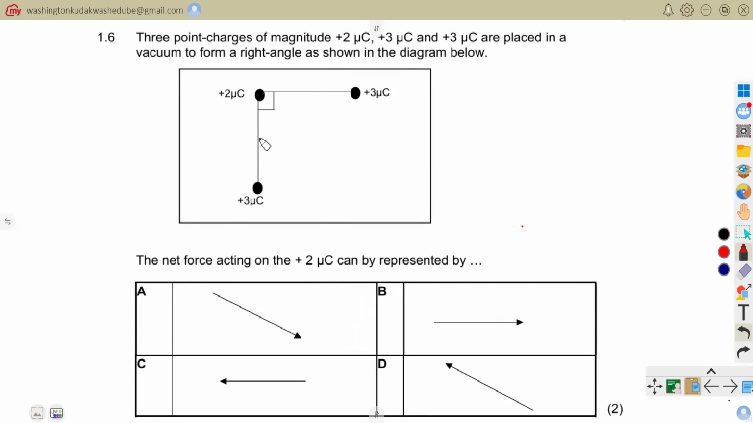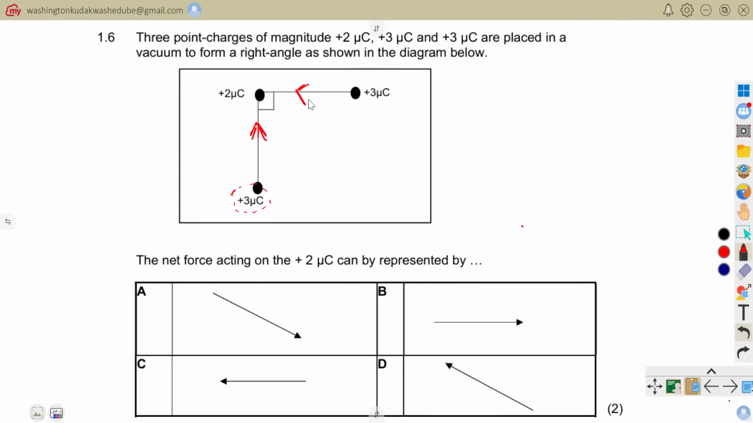So the force due to the 3 microcoulomb on this would be a repulsion force. So these two are going to repel. What it simply means is the 3 microcoulomb is going to push the 2 microcoulomb going up. And also this 3 microcoulomb is going to push that 2 microcoulomb going to the right.